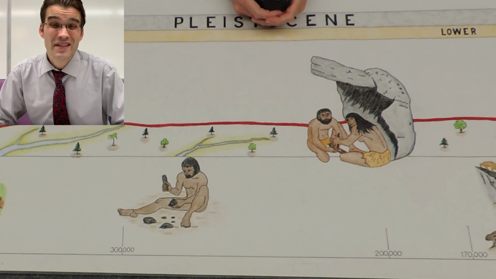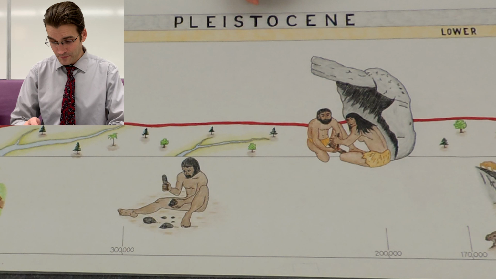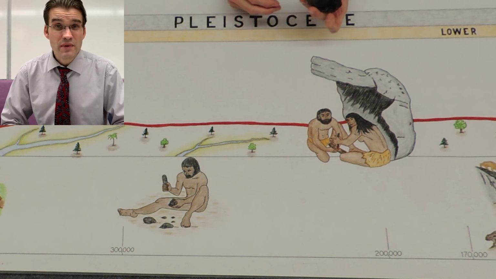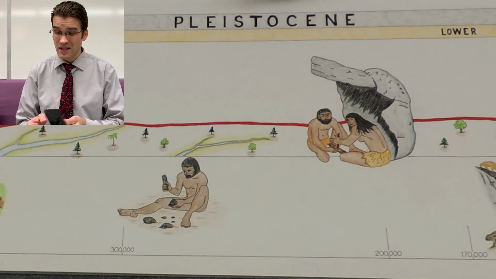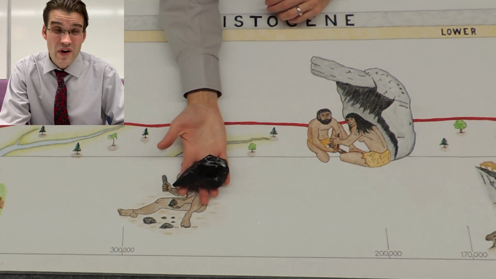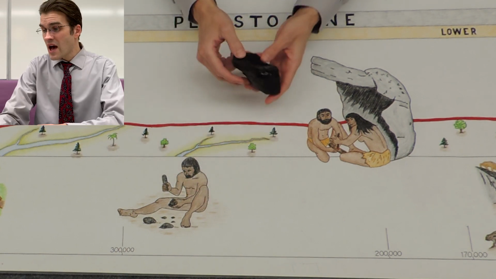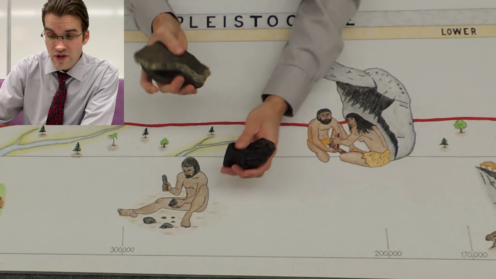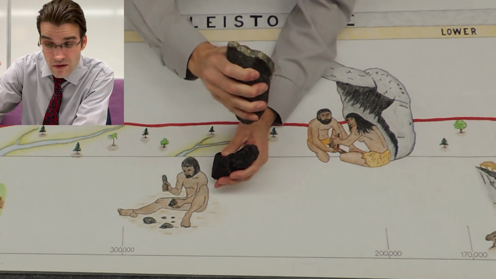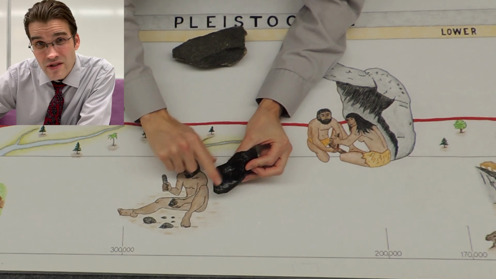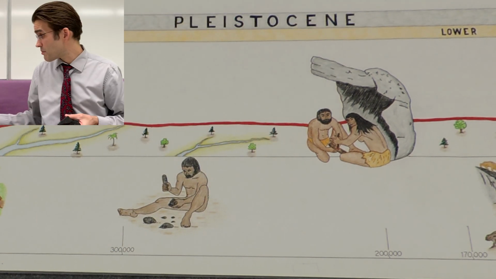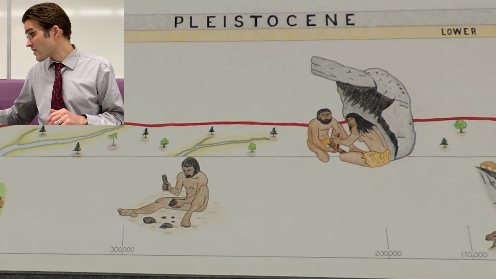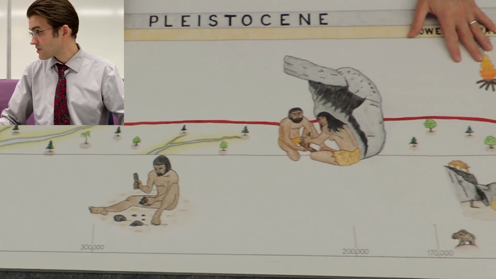This human here is starting to make more advanced tools. I happen to have some obsidian here, which is what humans would make early tools out of. Now, obsidian is very sharp if you break it just right. What humans realized is that if you take another stone that's harder and you hit it just right, you can break off little flakes, and these little flakes are super sharp. They get dull really fast, but they're very sharp, and we could use those for a lot of things.